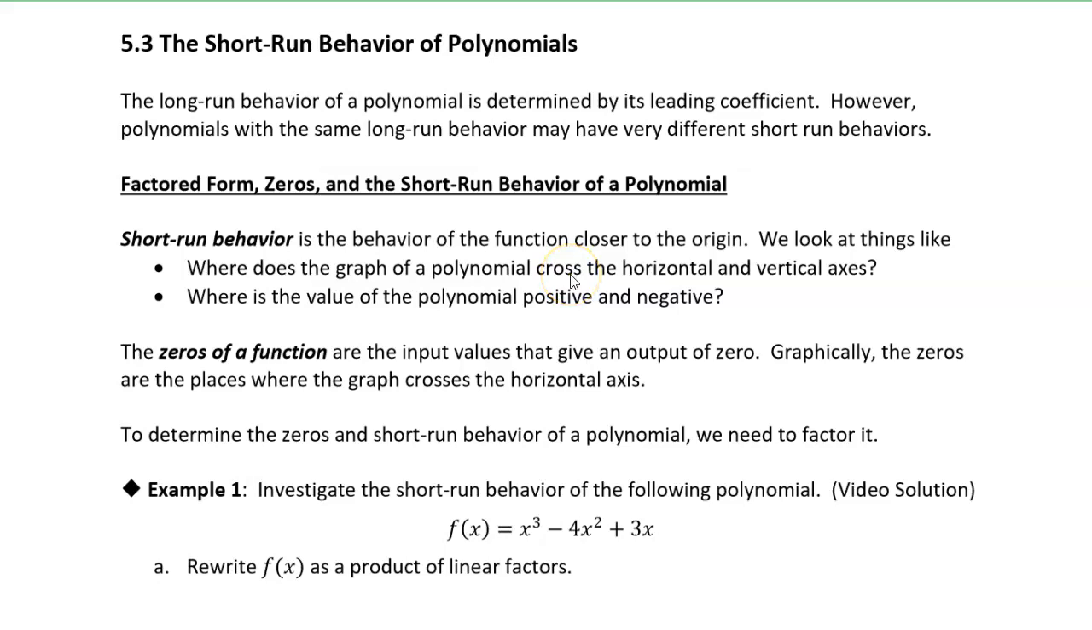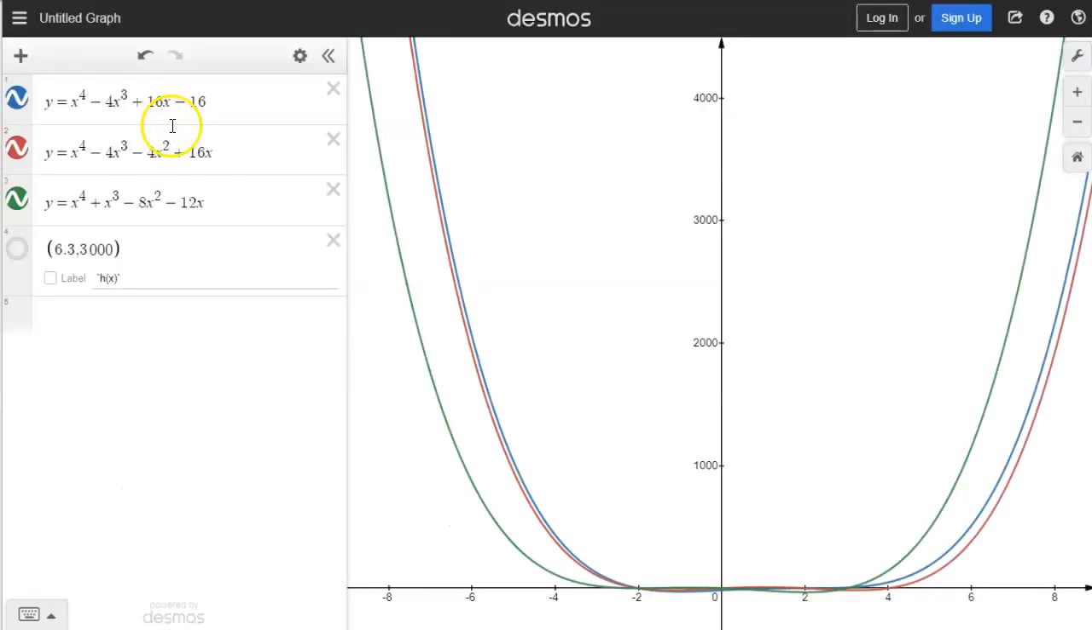In the last section, we looked at long-run behavior of polynomials, and in this section, we're going to look at the short-run behavior of polynomials. So just for a little background, let me bring up Desmos here. We have Desmos up, and I'm looking at 3 different polynomials.